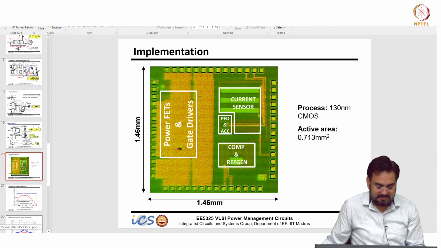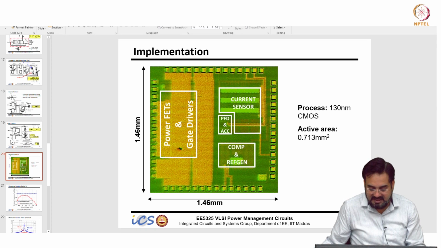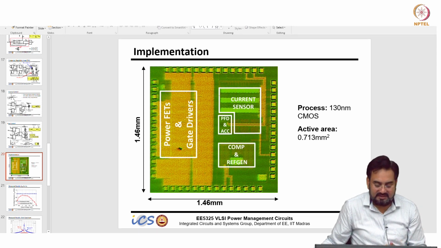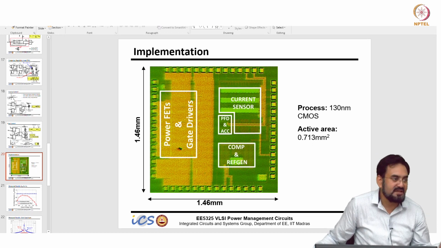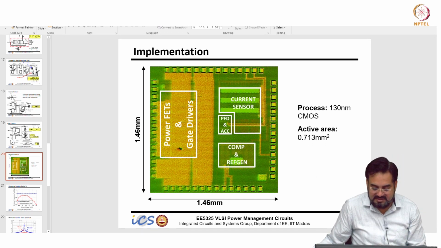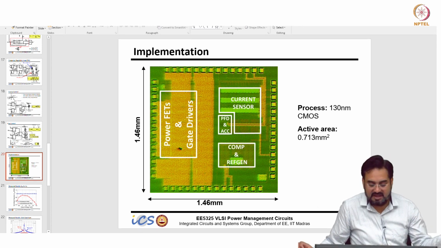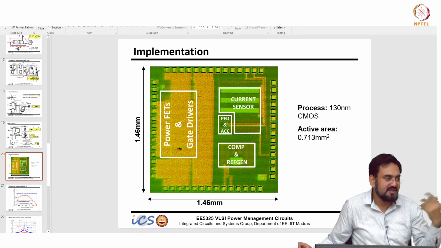And this is what I was talking about, this current sensor is nothing but your RC, and if you look, this is a power FET, and we know power FET will in any case be much larger, but if you look at this, this is the largest component here in the control. The reason is because the value of R is of the order of mega ohms and C is tens of picofarad.